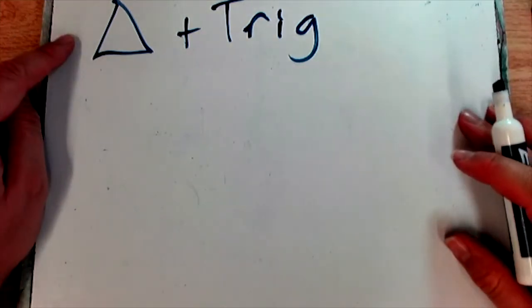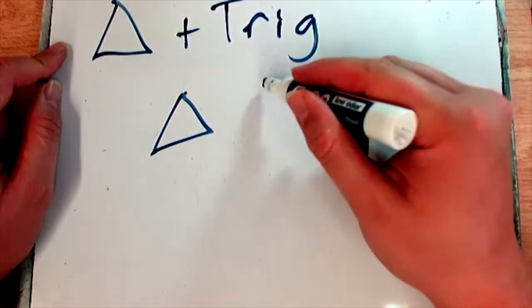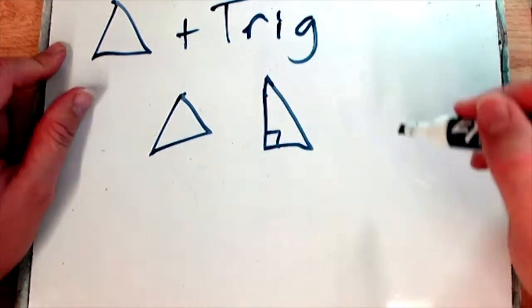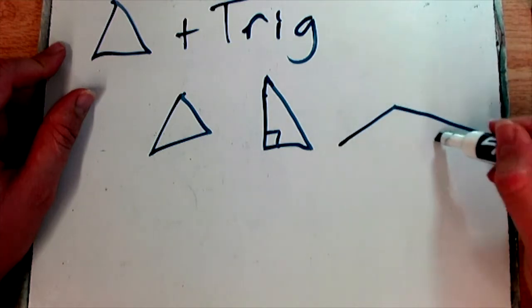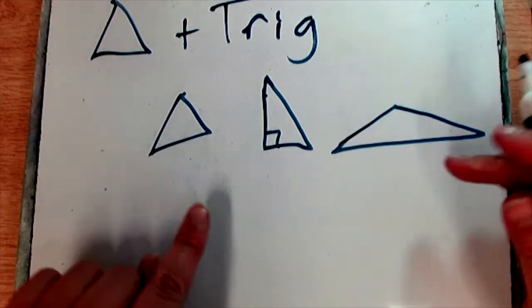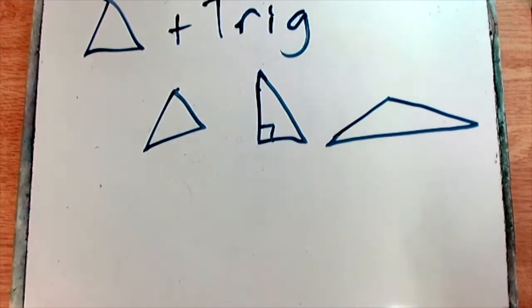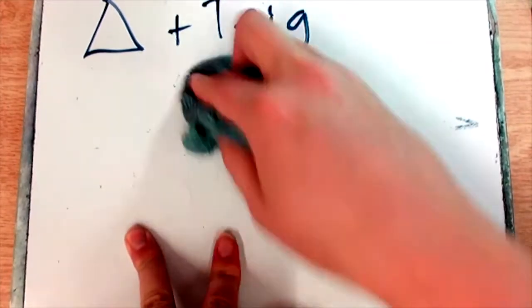So for triangles and trig, a triangle is any three-sided shape. This might be a right-angled triangle. This is a random triangle. You can categorize all sorts of different weird-looking triangles. We're not too worried about that. There's vocabulary, you can look it up. What we are worried about is how to handle triangles, especially in this right-angled situation.